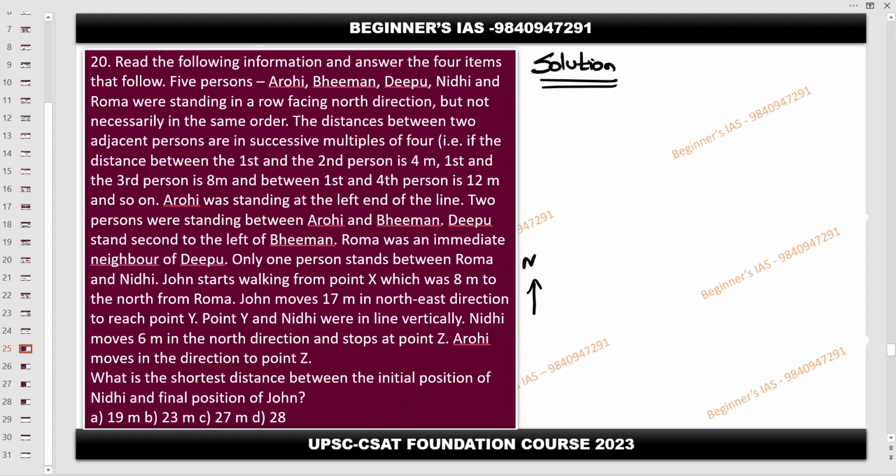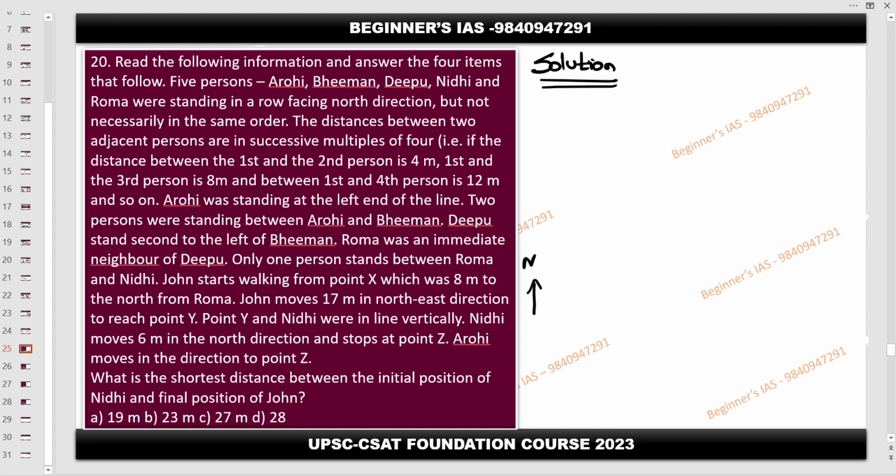That you need to assume and develop from this statement. Which means that if the distance between the first and second person is 4 meters, then the distance between the first and third person is 8 meters. Which means the second and third person is 4. Understood? That logic only you need to apply here. Then the third and fourth person is 4, and obviously the first and fourth person is 12 meters. So like that.